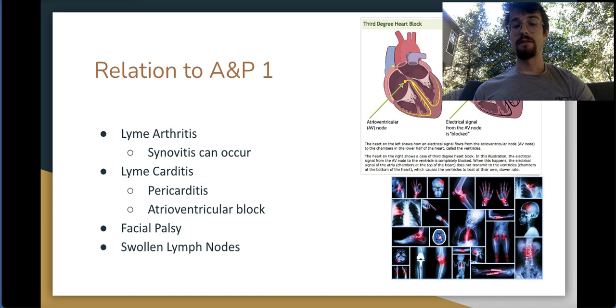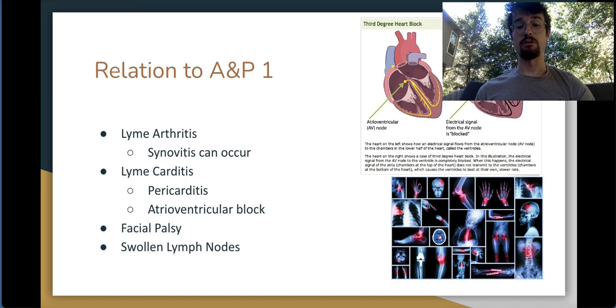Lyme carditis can cause communication problems in the electrical signals passed through the heart, resulting in a dysregulation of the rhythmic pattern of the heartbeat, resulting in a slower than normal rhythm. This is called atrioventricular blockage, which can be life-threatening.